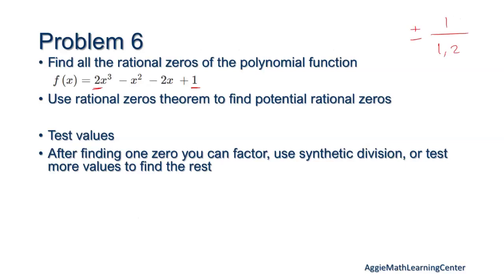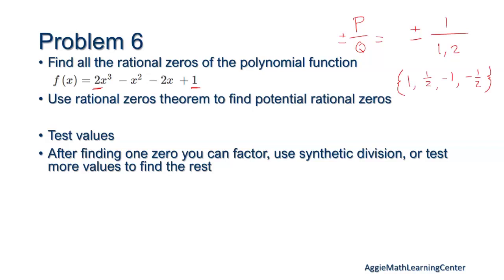So we just did the entire rational zeros theorem, which was super quick. That's all you have to remember. And now let's write that into a list. We've got the list of 1, 1/2, -1, and -1/2. So those are 4 potential values that could be 0. Let's just see if they are.